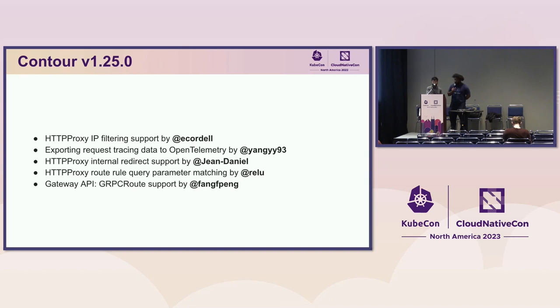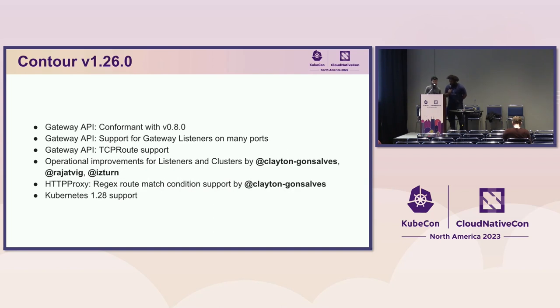But in our most recent release, we have some other community contributions that we want to call out again, or call out for the first time. A lot of Gateway API support from some of our community members. We've got improvements for listeners and clusters, and then more HTTP proxy, and then the big Kubernetes 1.28 update support for that.